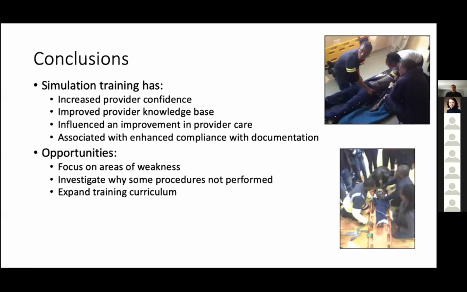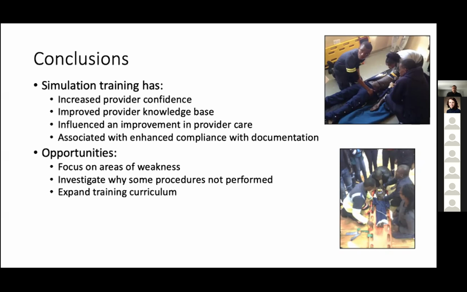So in conclusion, simulation training, we found and literature supports this, really helps to increase provider confidence in the management, for our program, of different pediatric and adult presentations in the pre-hospital setting. It did improve provider knowledge base, and we feel it may have influenced an improvement in pre-hospital provider care. It was associated with enhanced compliance with the documentation of pre-hospital actions, but we certainly recognize that there are many opportunities for us to improve.